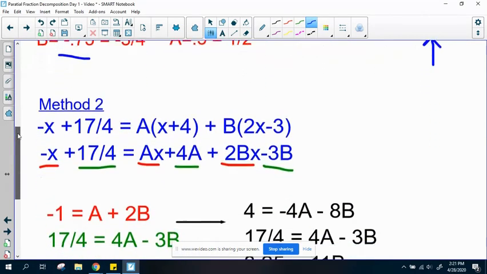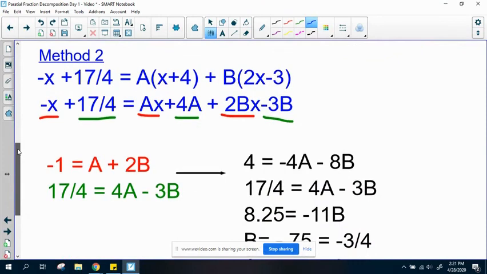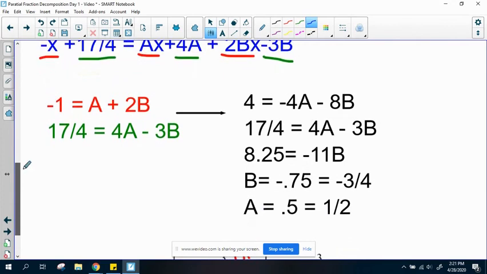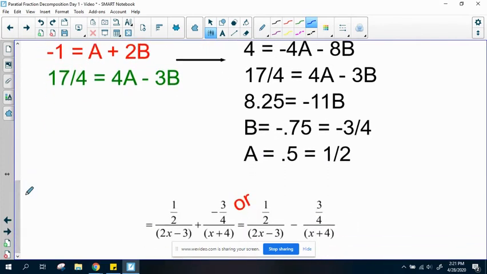If you did method 2, here's the system that you should have generated. And then again, if you solved it, you would have gotten the same answer. And so you can put the answer on top.